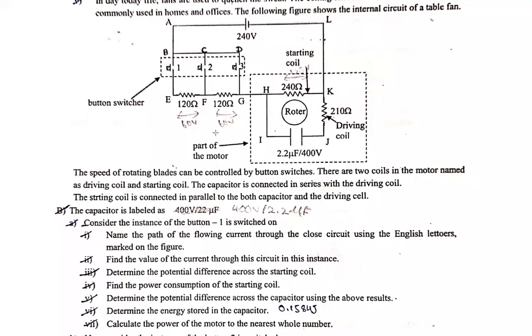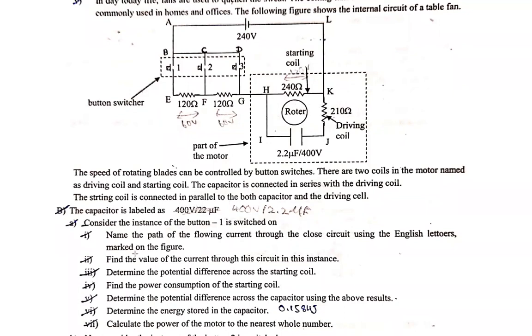The speed of the rotating blades can be controlled by button switches. Yes, you have fans, everyone knows this. There are two coils in the motor named the driving coil and the starting coil. The capacitor is connected in series with the driving coil. The starting coil is connected in parallel to both the capacitor and the driving coil. So when there is no current through the starting coil, the capacitor will give out the current, so the driving coil will work.